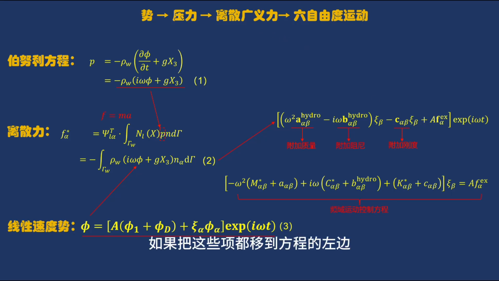If we move all these terms to the left side of the equation, we will find that the added mass term is included in the mass term. That's why we call it added mass. This also explains why we call them added damping and added stiffness. The final equation we obtain is the equation of motion for heave. Well, the entire process from the potential just discussed to the equation of motion forms the theoretical foundation implemented in the WADAM calculation.